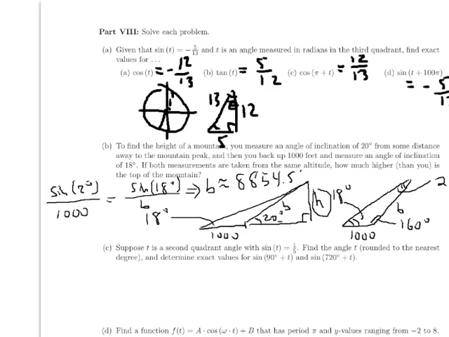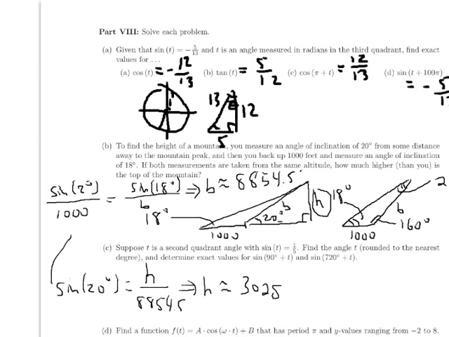So I can now do a second step, and I'll just do it down here, where I say the sine of 20 degrees is the opposite side, h, divided by the hypotenuse, 8854.5, and from that I'll be able to determine that h is about 3,028 feet to the nearest foot. So the mountain is 3,028 feet higher than whatever height I'm standing at.